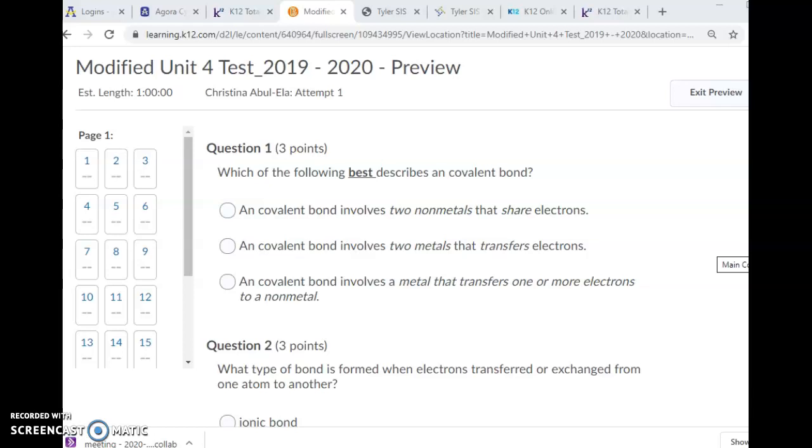Welcome to the Unit 4 test, modified test read aloud. If you need some more time between questions, please pause the recording. And here we go. Question number 1.